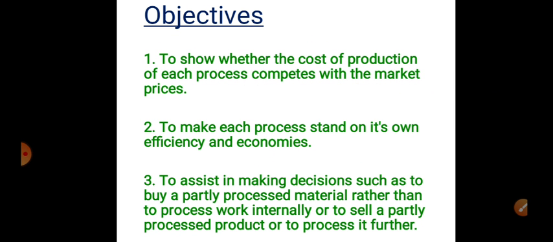In these cases, this is very helpful, because at the time of purchasing the materials they should add cost plus profit, right? Or at the time of selling the partly processed materials to outside, at that time you have to add cost plus profit, right? In this case the inter-process profit is very helpful, whether buying partly processed material rather than processing work internally, or selling partly processed products.